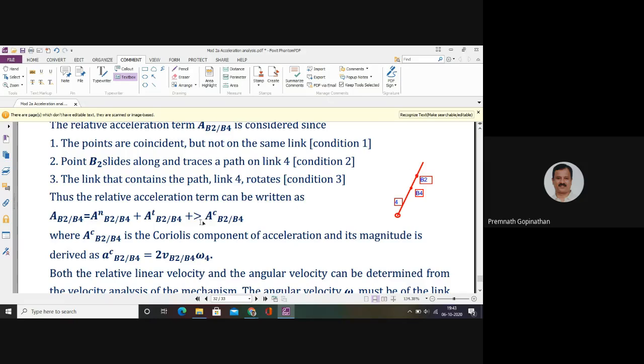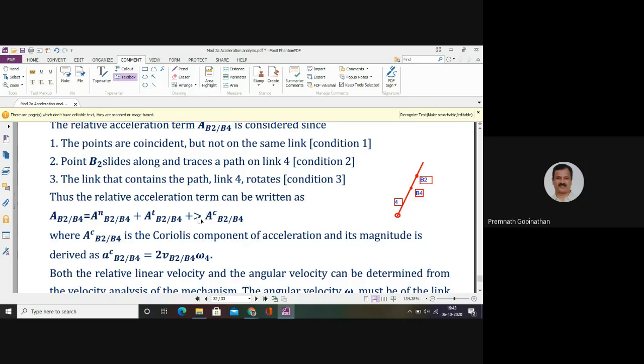So that means the components that have come in are the normal acceleration and the tangential acceleration. That's what is being written here: the normal acceleration of B2 with respect to B4 and the tangential acceleration of B2 with respect to B4, and that's what you normally do. And there is another component, which is the Coriolis component of acceleration. So that's what is being written here.